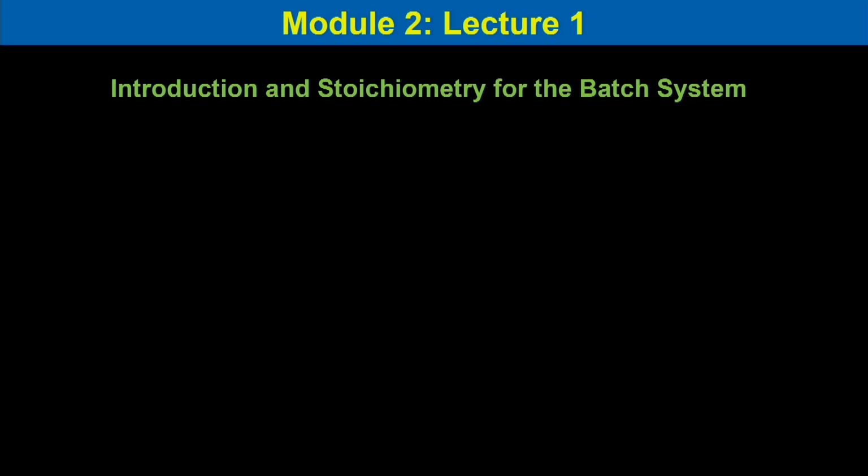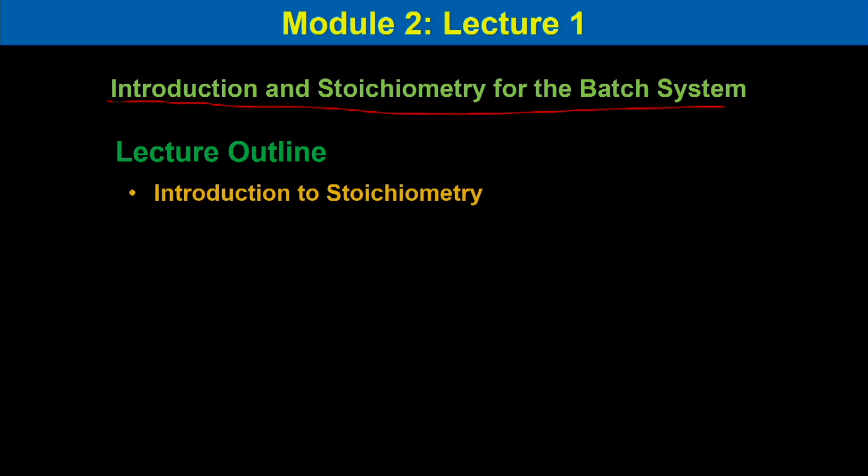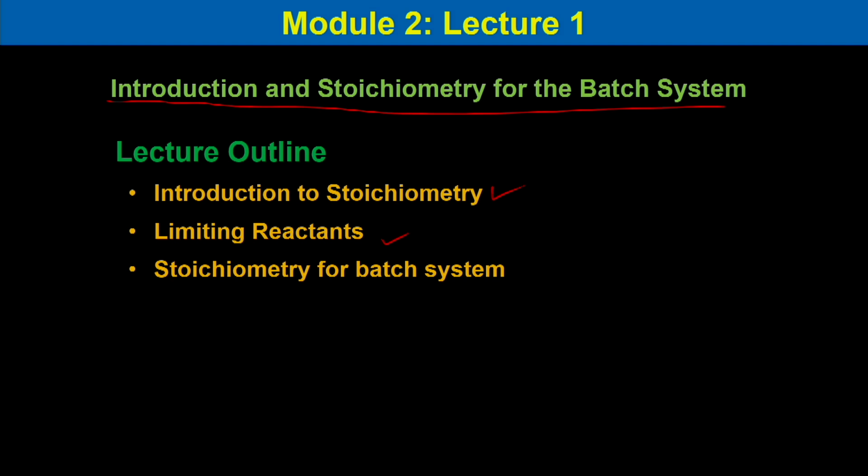Now, in this lecture we will consider an introduction to stoichiometry, and the stoichiometry of batch reactor systems. The brief lecture outline would be: introduction to stoichiometry, why it is important and what things we need to take care of while designing the reactor; then limiting reactants; and then we will consider stoichiometry for the batch system.